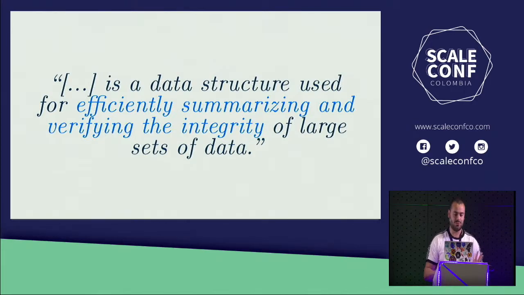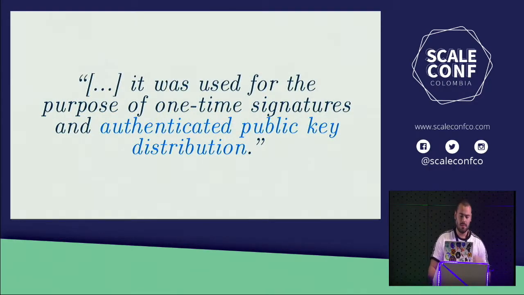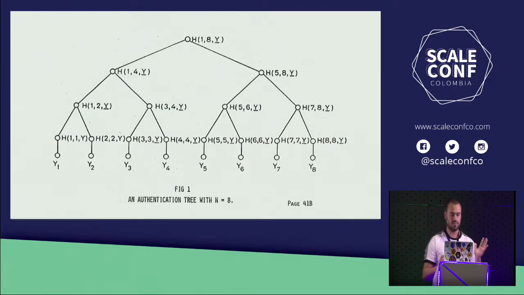So back to trees, back to Merkle trees. A Merkle tree is a data structure used to efficiently summarize and verify the integrity of large sets of data. By the time Ralph Merkle invented this structure, it was used for the purpose of one-time signatures and authenticated public key distribution. Namely, you were able to provide authenticated responses to validate a given certificate. So a Merkle tree looks like this.